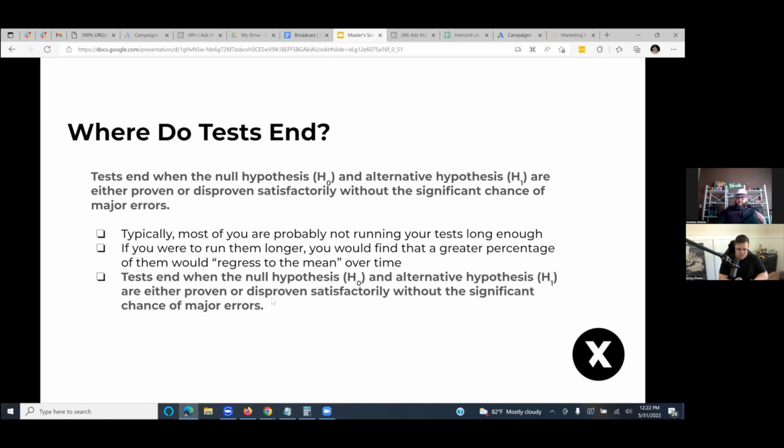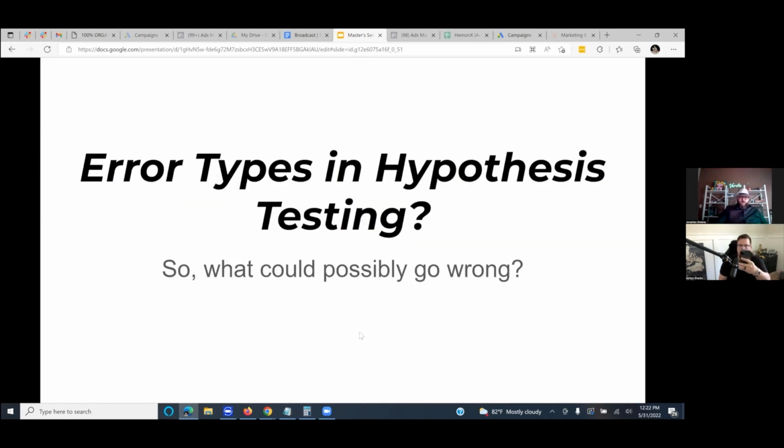So a long story made short, the test ends when the null hypothesis and the alternative hypothesis are either proven or disproven without the chance of those major errors, right? So what are the error types that I keep talking about? What could possibly go wrong, right? It's just a split test.